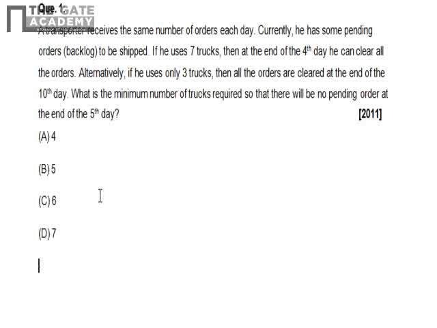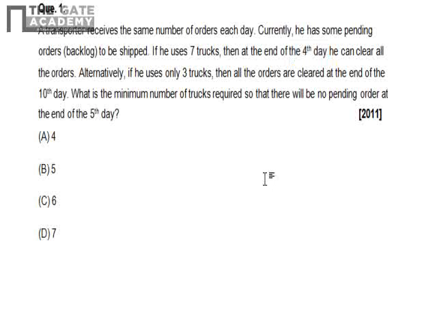We'll start with the first, the question asked in the 2011 paper. A transporter receives the same number of orders each day. Currently, he has some pending orders backlog to be shipped. If he uses 7 trucks, then at the end of the 4th day, he can clear all the orders. Alternately, if he uses only 3 trucks, then all the orders are cleared at the end of the 10th day. What is the minimum number of trucks required so that there will be no pending orders at the end of the 5th day? Okay. So, if you start solving, you can see 7 trucks, 4 days.